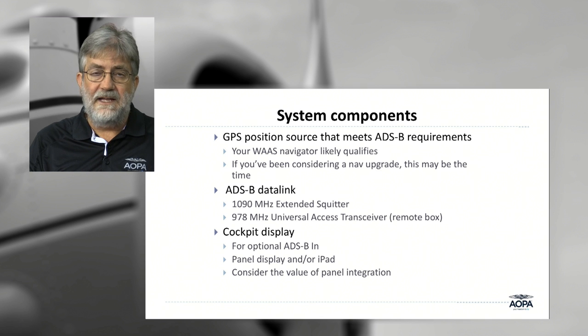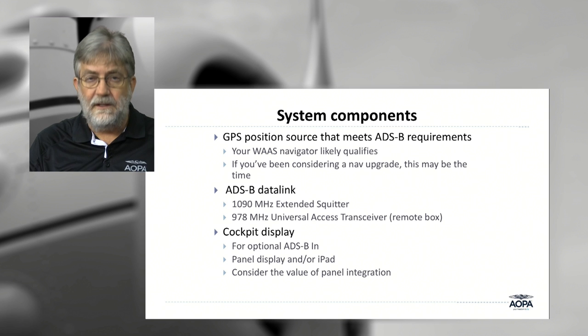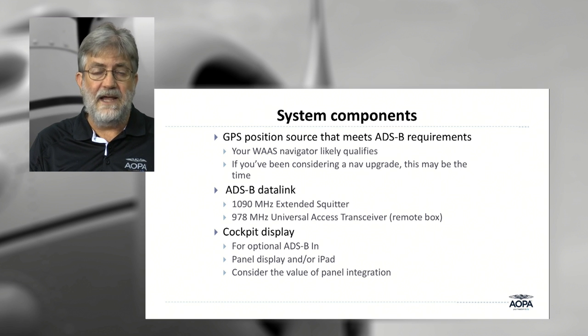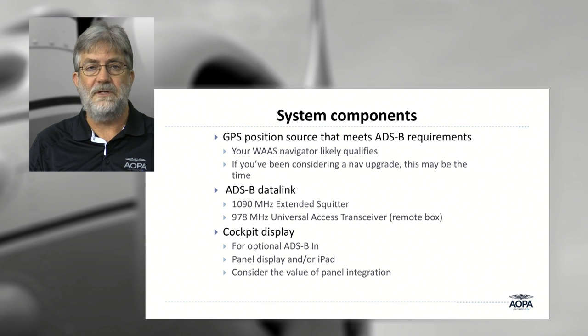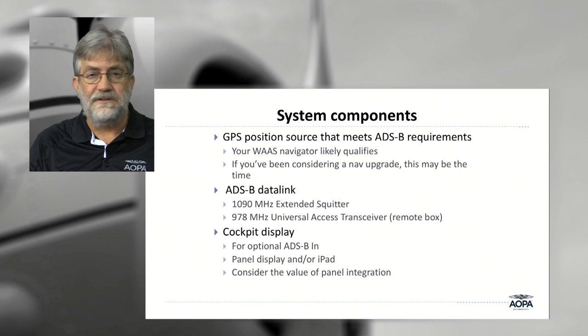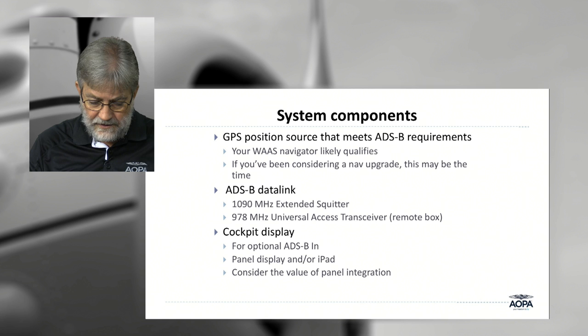Then you do have the ADS-B data link. You've either got the 1090 or the 978 data link, and then if you do want to display the ADS-B in data, you need to think about your display solution. If you want to display it on a certified screen, a navigator screen, or an MFD in your panel, or on your tablet, or both, you'll definitely have those options. So those are some of the things you'll need to consider.